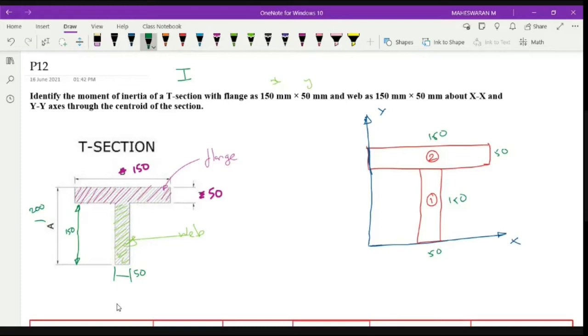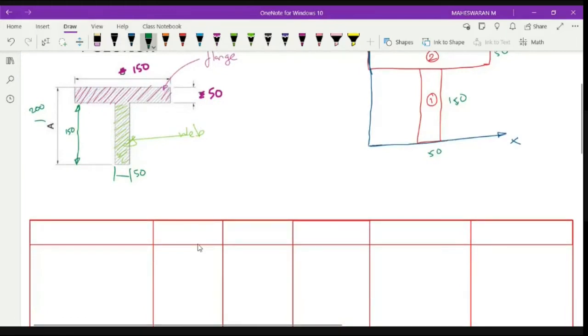Now the procedure is the same. Since they mentioned you have to identify the moment of inertia with respect to the centroid, my first step is to identify the centroid. Whatever method we usually follow to identify the centroid, we follow that. So I made a tabulation here. Let us do it one by one. The first column is the section, second is the area, third is x bar, fourth is y bar, then we call these a into x bar and a into y bar.